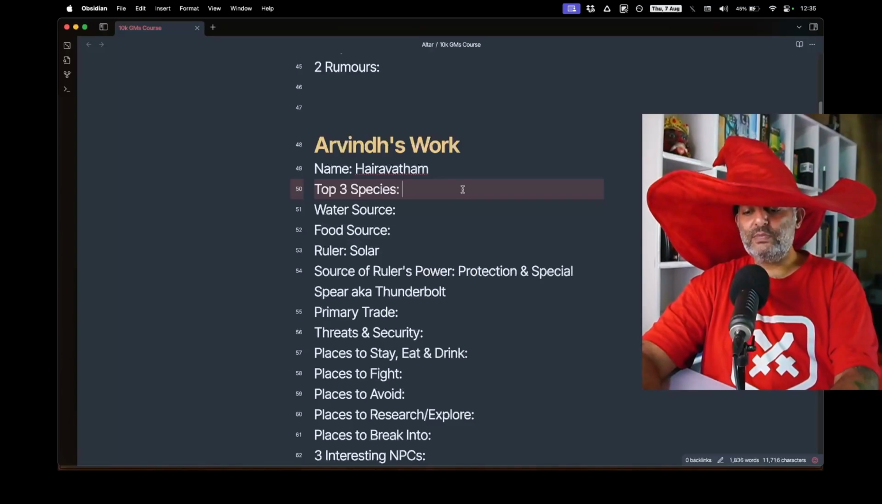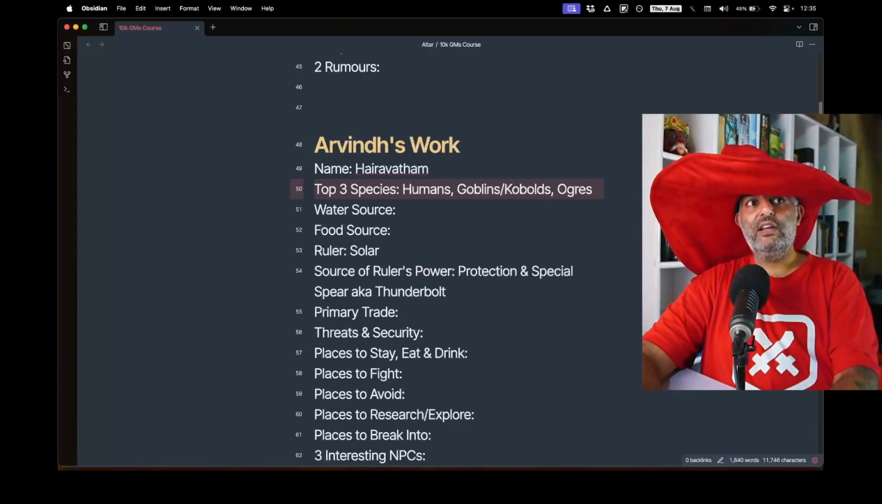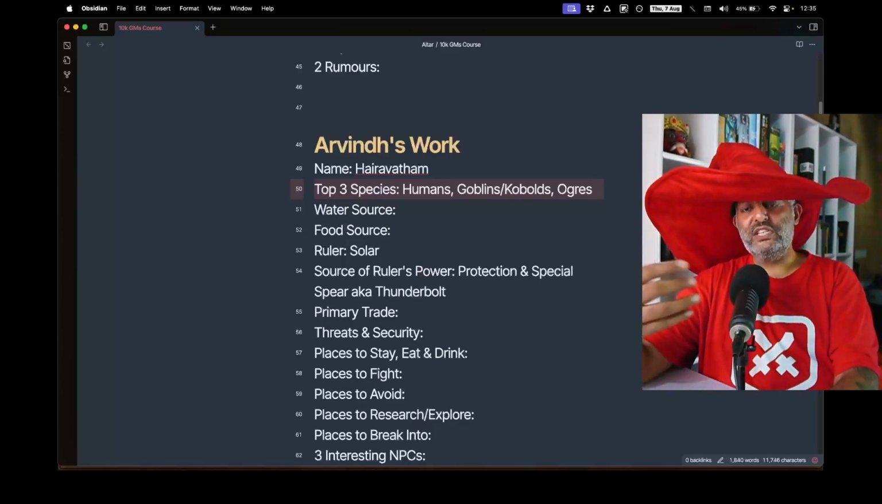All right, top 3 species. Definitely want humans, and let's have some weird stuff. All right, so we'll have goblins and kobolds, and what looks unlikely? You know what? Ogres, because I'd like a goblin and ogre howdah sort of a thing. And of course, we would have other species coming in and going.